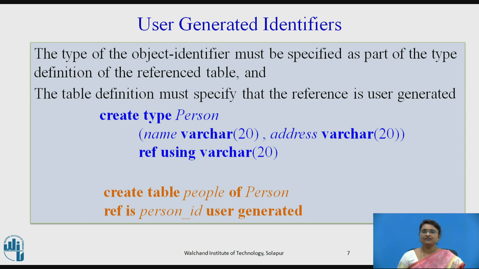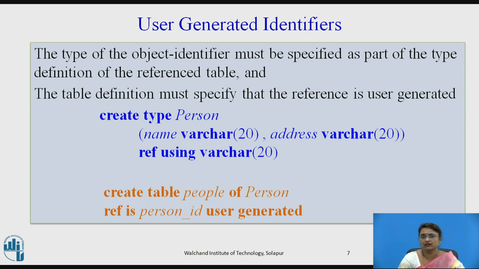Now these identifiers, earlier we have seen that we are providing the values there. Directly we are providing the identification, or user generated identifiers also we can provide. Consider this example here: the type of the object identifier must be specified as a part of the type definition itself. And how we are doing that?